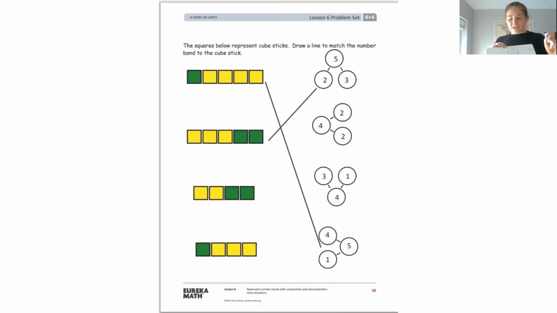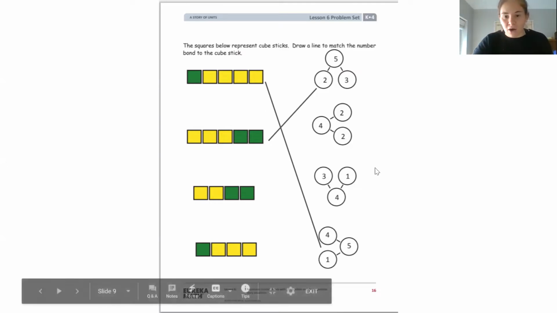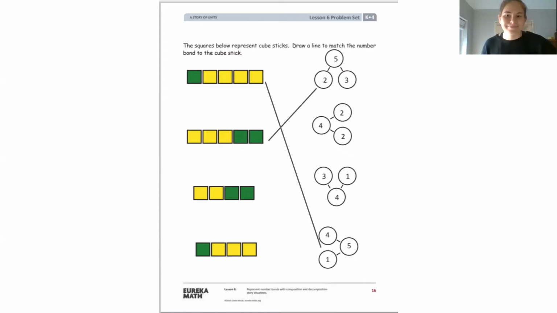Go ahead and find the number bond that matches on this side, and draw your line to match them. Go ahead. I know you can do it. Awesome. So I drew my line from this set of cubes to the number bond that has 2 and 2 and then 4 in the party circle.